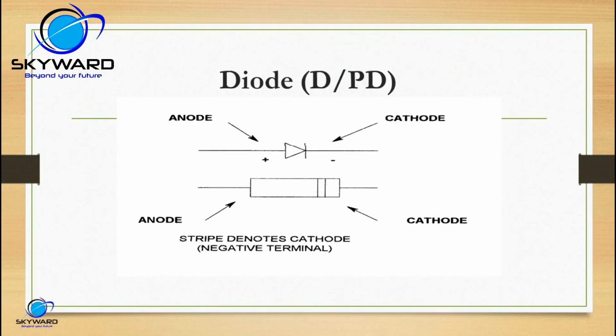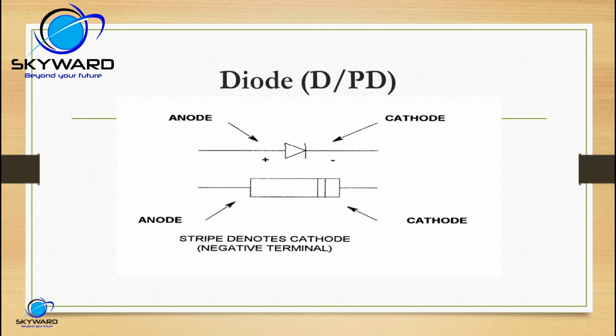Diode. In a motherboard, the location number of a diode is D or PD. In a motherboard, anywhere you find D or PD, that means it is a diode. Let's move on. A diode has two junctions, one is the anode and one is the cathode.